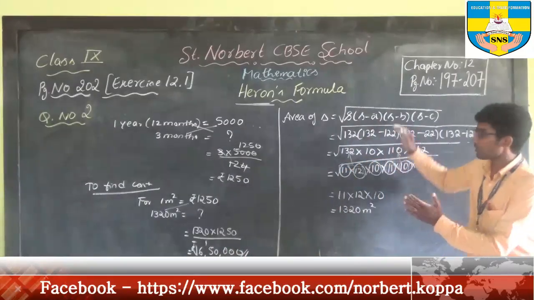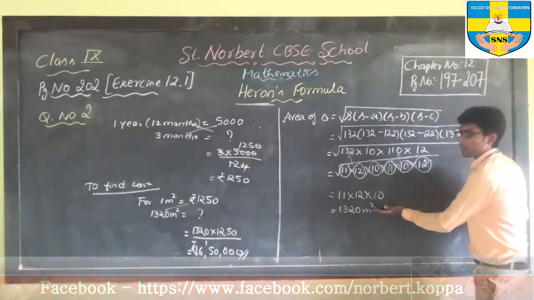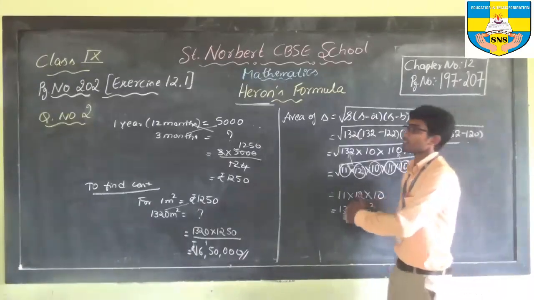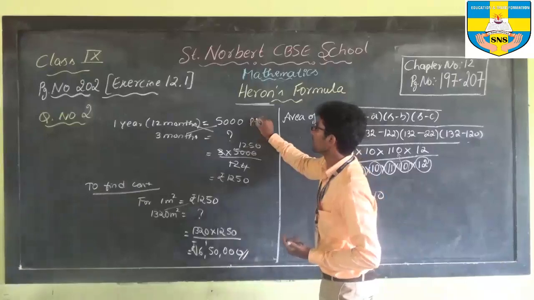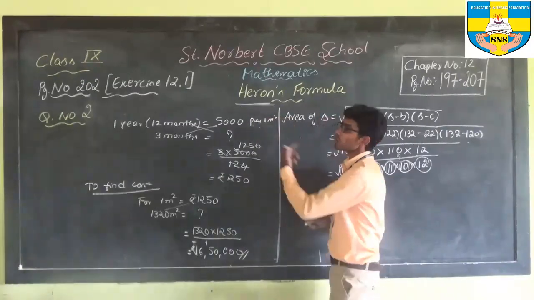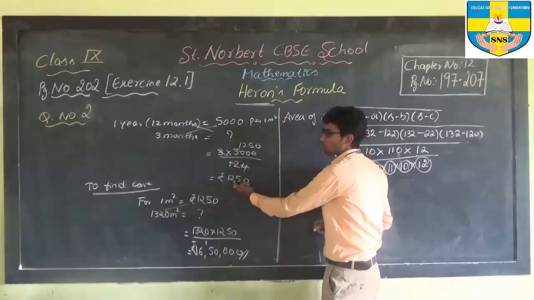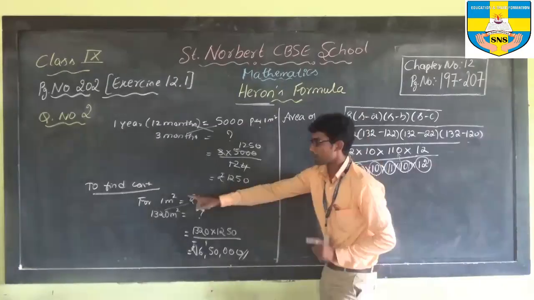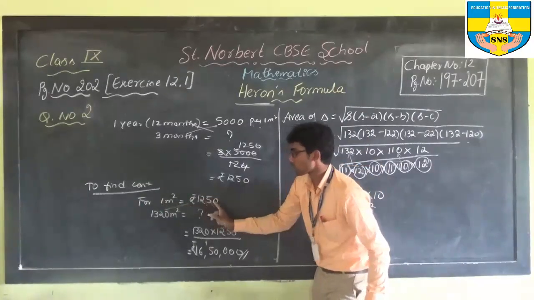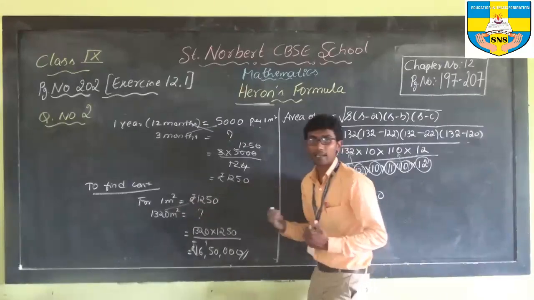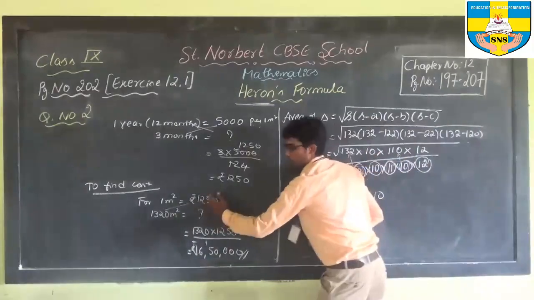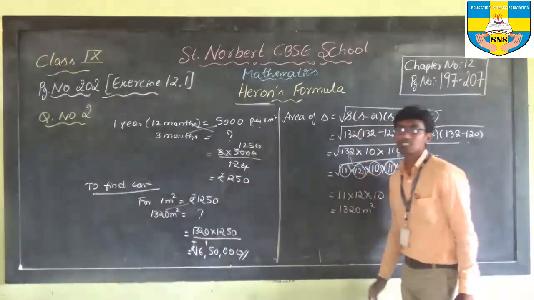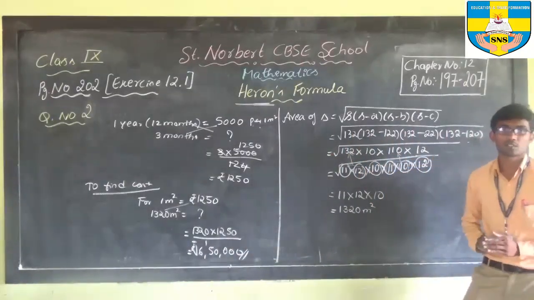Do you understand? First calculate the area. After calculating the area, you can calculate for 3 months. For 12 months, 5,000 rupees per 1 meter square. How much for 3 months? 1,250 for 1 meter square. By using the 1,250 for 1 meter square, I want my answer for 1,320 meter square. Again, if you cross multiply, you will be having the answer.